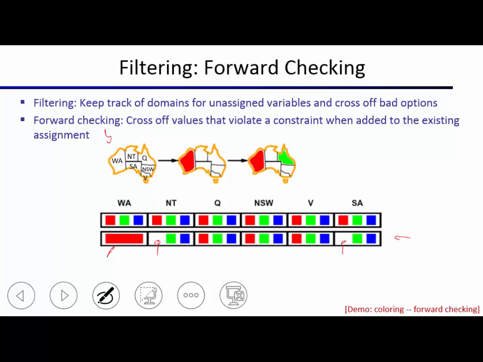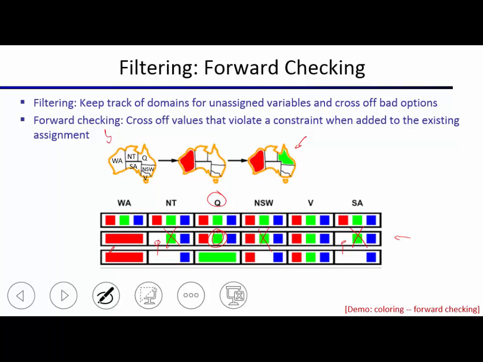Now, you can do this on every assignment. Now we assign green to what is Queensland. So that's this one over here. If we make this one green, we can look at all its neighbors, run a forward check. It has three neighbors, NT, SA, and NSW. And green can now be removed from NT, SA, and NSW. That's exactly what forward checking does for you.